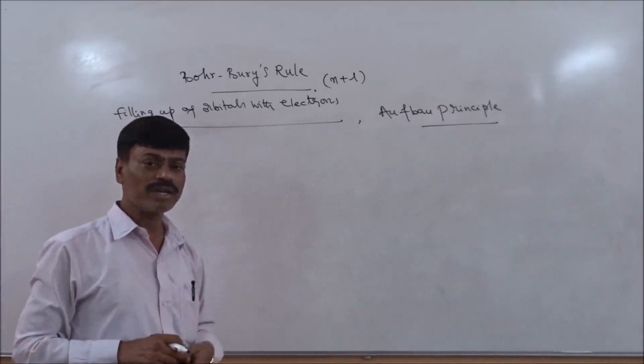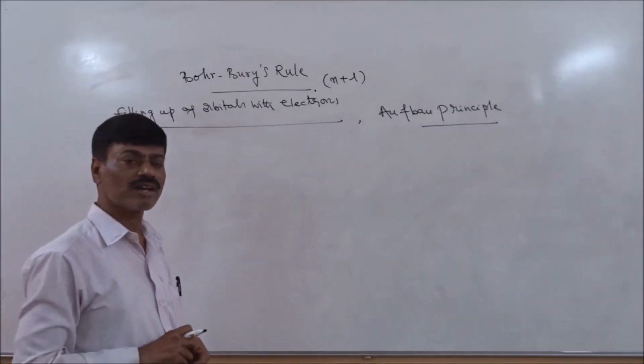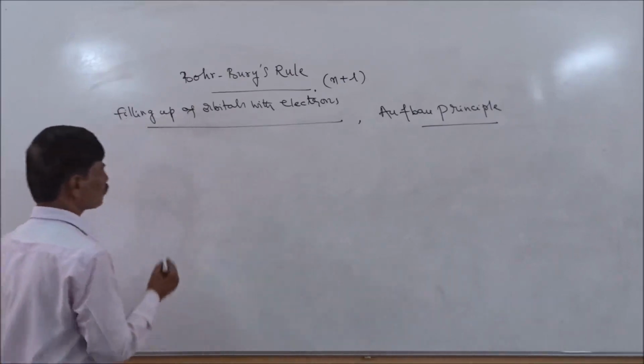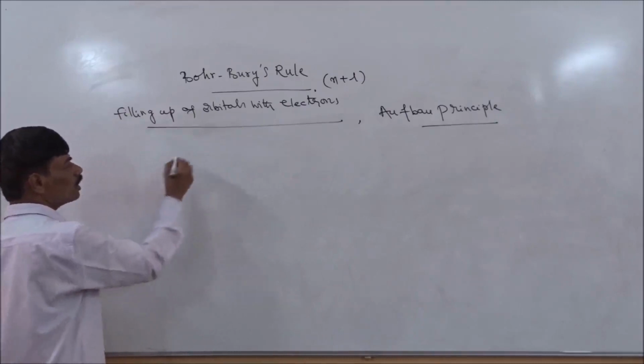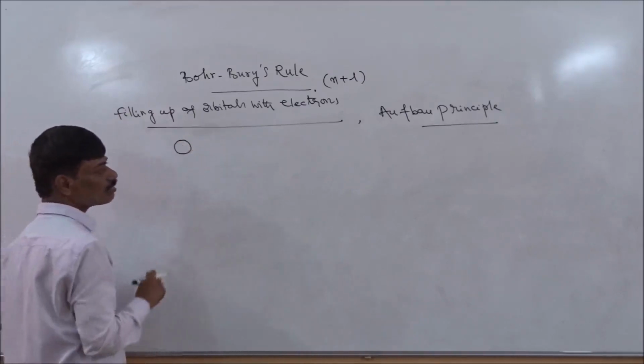And here we have the memory 8. That memory 8 you need to remember so that you can write the electronic configuration correctly without any error. First, what you need to do is show 7 circles.